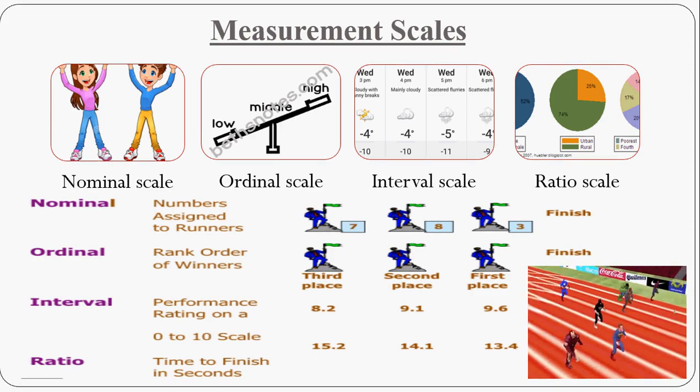Then what is ratio scale? The time taken to complete the race. Like the first place winner has taken 13.4 seconds to complete the race. The second place winner has taken 14.1 seconds. The third place winner has taken 15.2 seconds to complete the race. So this is a simple example you can take to understand the different scales used in statistics, like nominal, ordinal, interval and ratio scales. I hope this example is clear.